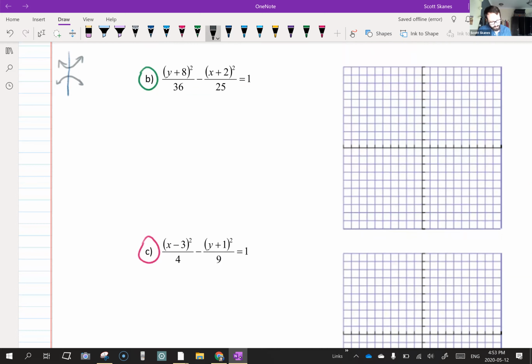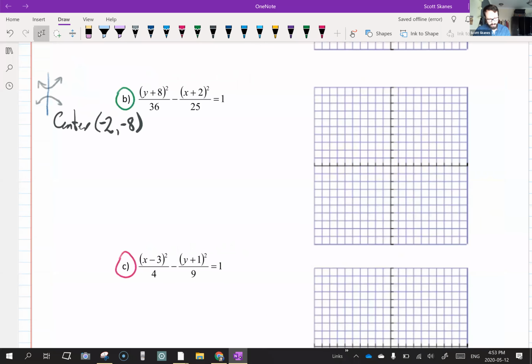So the center, first things first. What's the center? Don't get it wrong. Don't jump to conclusions here. What's the center? Someone's awake. -2 and -8. Excellent. So that's our center. Let me fix that weird looking 2. -2 and -8.